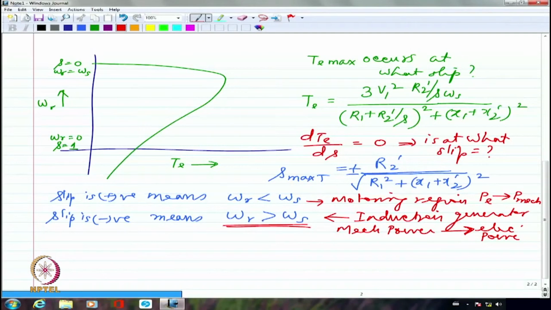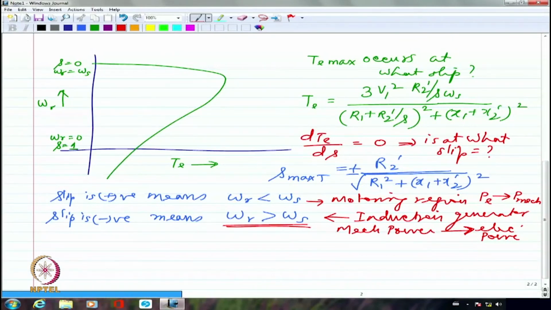Definitely any electrical machine for that matter will have the functionality of a motor as well as a generator, as long as you make the situations conducive for one particular type of operation or the other. We are primarily concerned with the motoring operation, but incidentally when we encountered a negative slip, that is the reason why I just mentioned this. No more of generator. I will not talk about generator anymore.